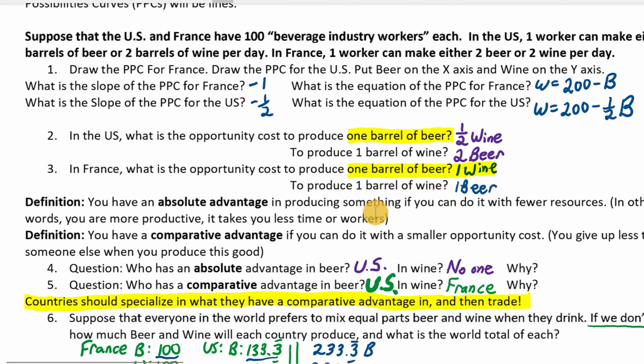Now, let's go to the graph. What I'm going to do here is try to figure out one possible fair trade price. There are going to be a whole range. The constraints are just what we said.